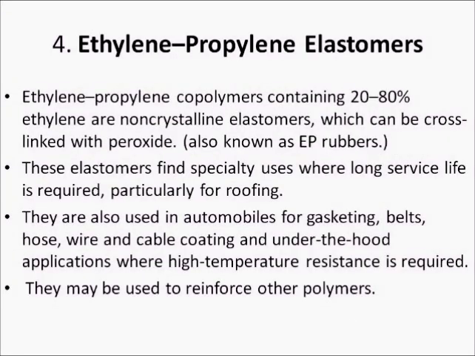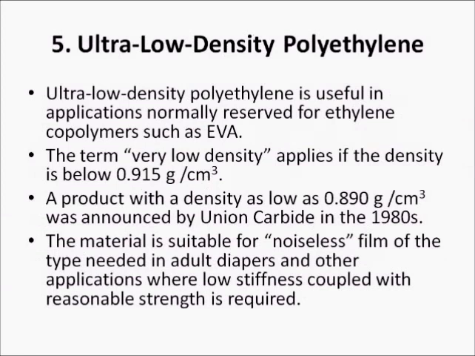Ethylene-propylene copolymers containing 20 to 80% ethylene are called non-crystalline elastomers, or EP rubbers. These elastomers find specialty uses where long service life is required, particularly for roofing, as also in automobiles for gasketing, belts, hose, wire and cable coating, and under the hood applications where high temperature resistance is required.